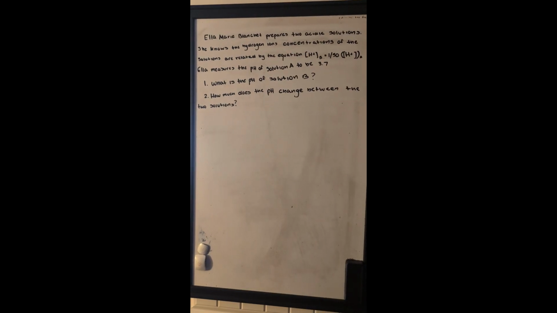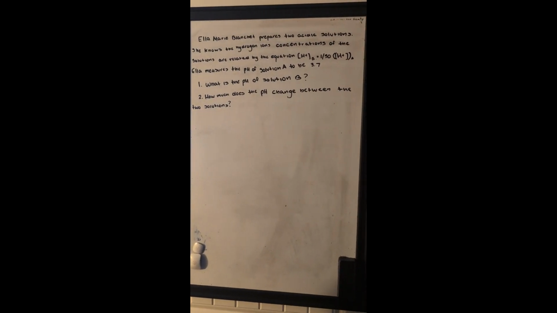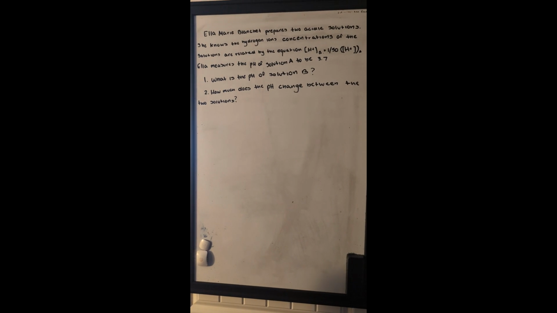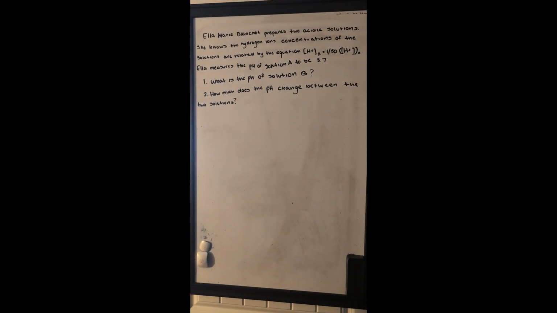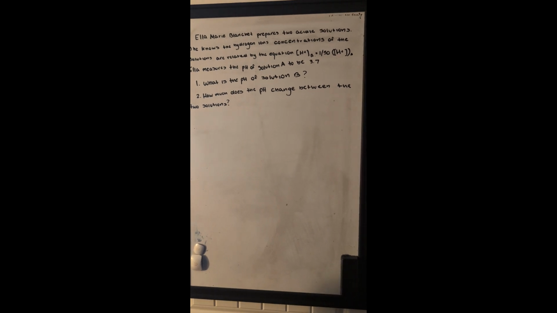Our example problem is: Ella Marie Blanchette prepares 2 acidic solutions. She knows the hydrogen ion concentrations of the solutions are related by the equation hydrogen ion B is equal to 1/50 times hydrogen ion A. Ella measures the pH of solution A to be 3.7. What we're finding out is, what is the pH of solution B, and how much does the pH change between the 2 solutions?